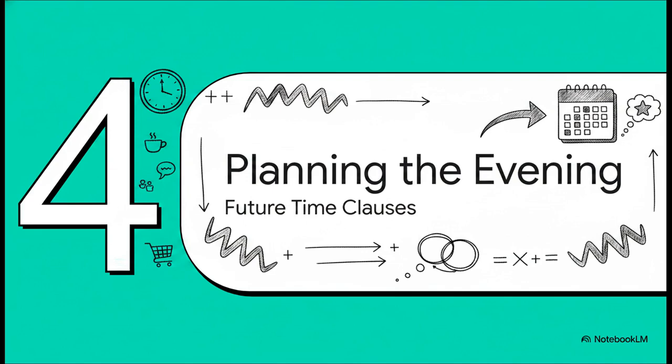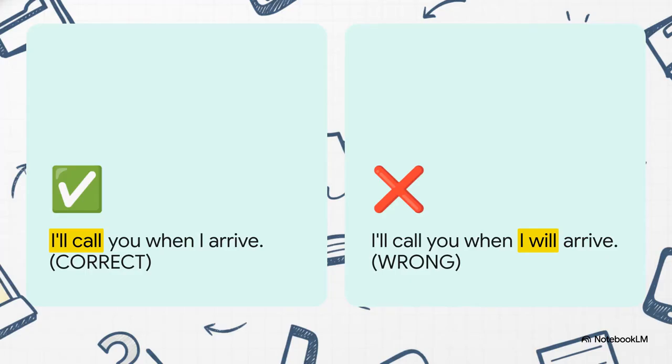Part 4. Planning the evening, future time clauses. As we finally reach the end of the day, we start looking ahead to our future plans. And what's really fascinating here is how English actually treats the future. Think about the phrase, "I'll call you when I arrive," versus "I'll call you when I will arrive." Even though both parts of the sentence, the calling and the arriving, are technically happening in the future, English is highly efficient. It only marks the future once per sentence. The will clause does all the heavy lifting, which means the time clause gets to stay in the present.